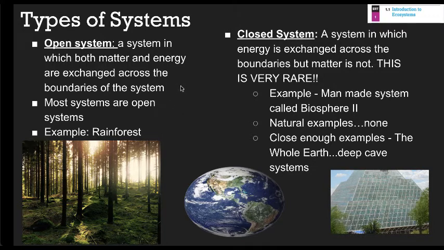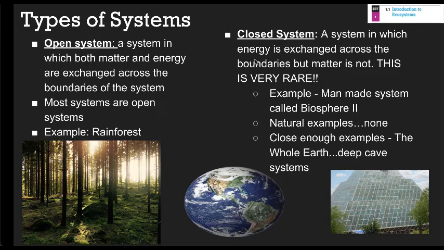This is a system in which both matter and energy are exchanged across the boundary of the system. So typically matter and energy move into a system, they transfer around, they are storages and flows, and then they also are able to leave the system. So any environmental system or ecosystem like a rainforest or any other example on the Earth is generally almost always an open system.